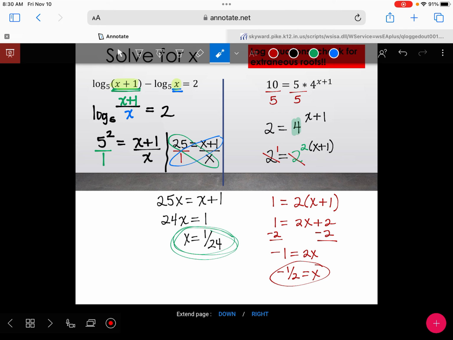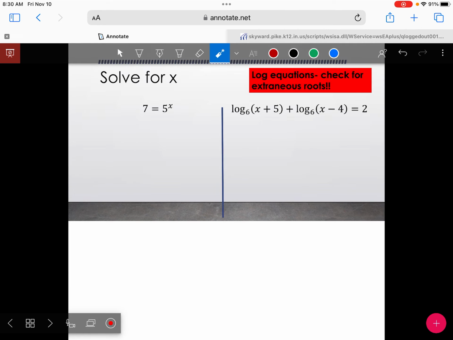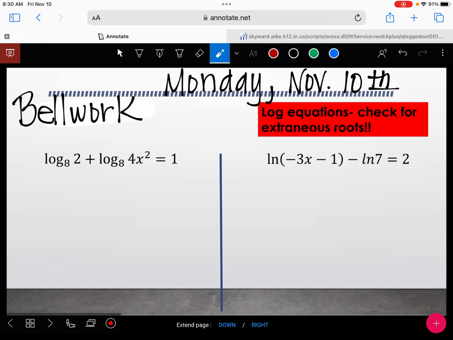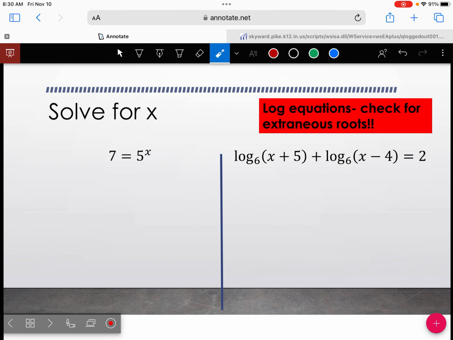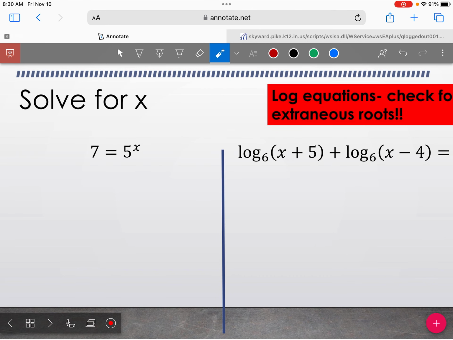Okay. All right, just a couple more equations and we are done. These are our last 2, I believe. All right, so let's go ahead and copy down 7 equals 5 to the power of x. That's a really short equation. And then the second one is a little bit longer. This one does not take a lot of space. So that's why I would say just copy this one down and then we'll copy the other one down last.